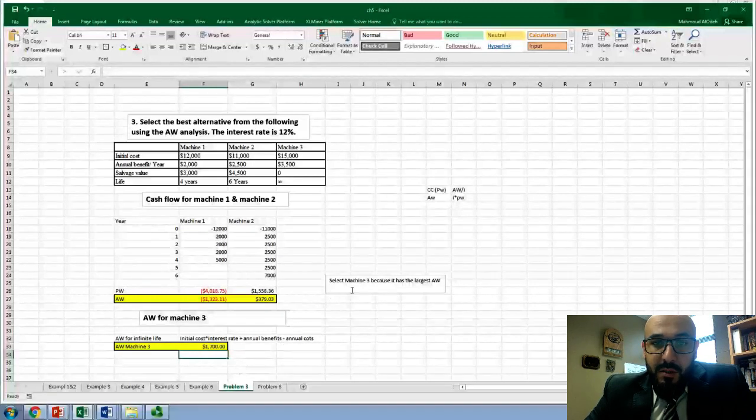And in this case, we select machine 3 because it has the largest annual worth.